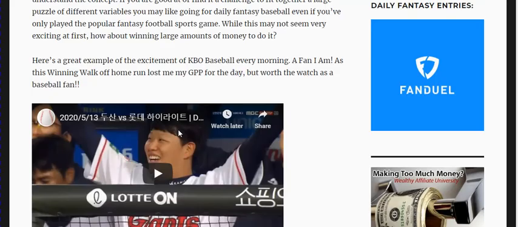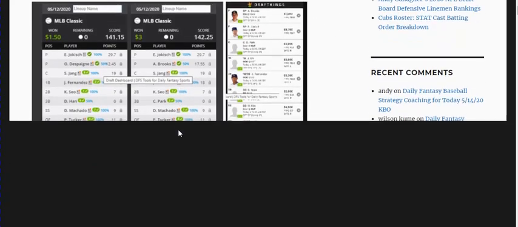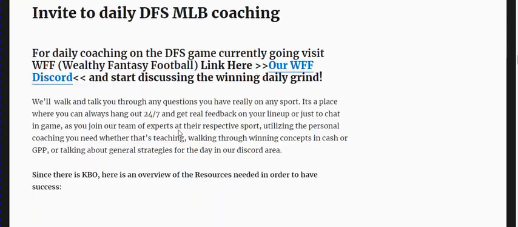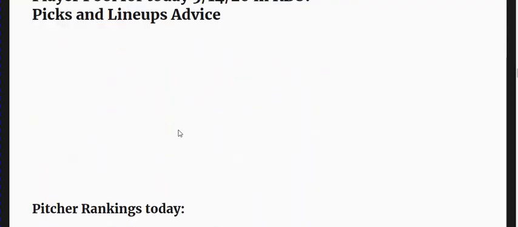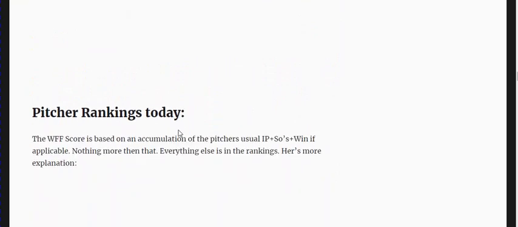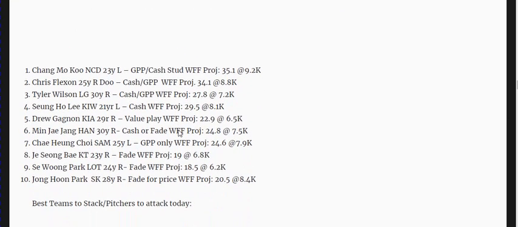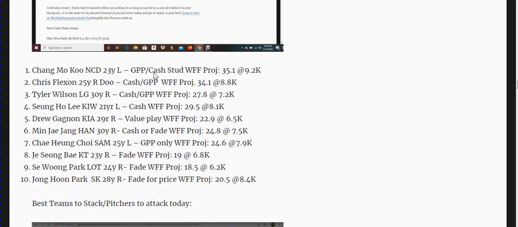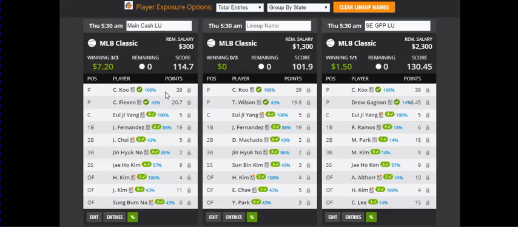I still have yesterday's stuff up here, which will change, showing the pictures as a review as well. The games, I'm sorry, were from this morning, not yesterday, for the pitcher rankings. So I came up with here, interestingly, to finish out this part, my WFF projection model had, for example, Koo at 35.1 points, and let's see what he did exactly. He did 39 points. Flexen, the other top ranked pitcher for me, did only 20.7 points.